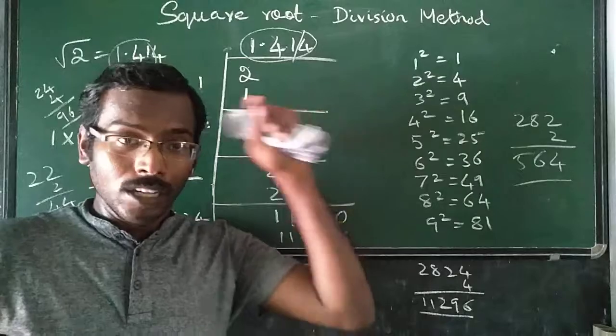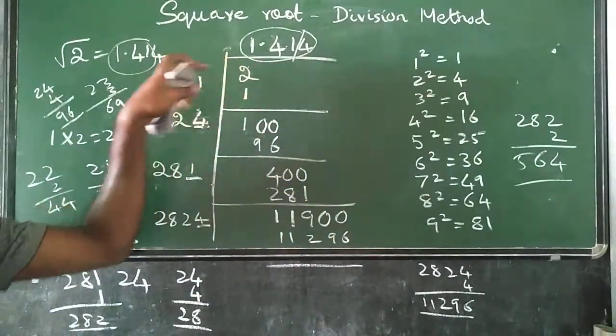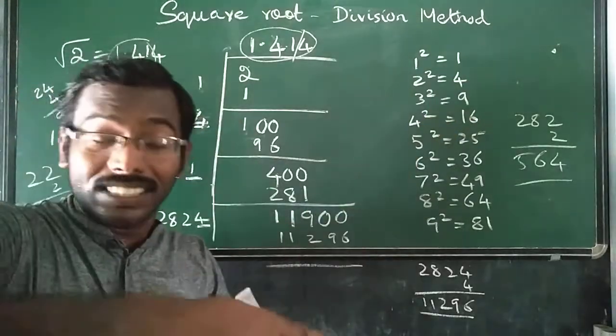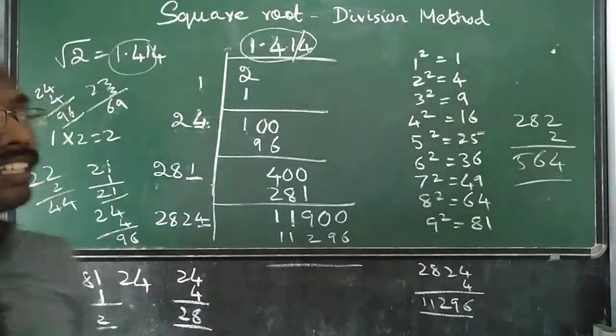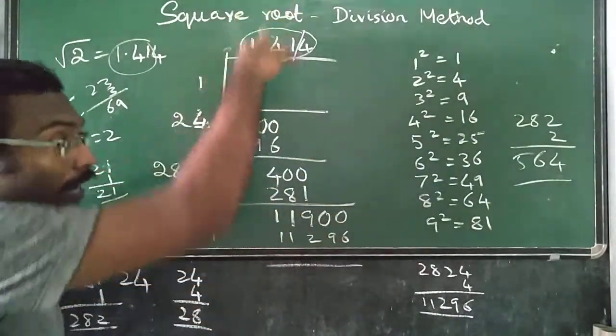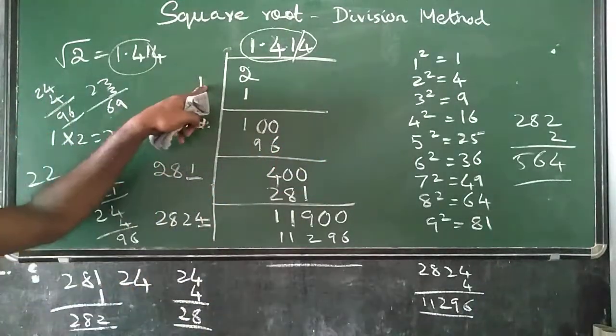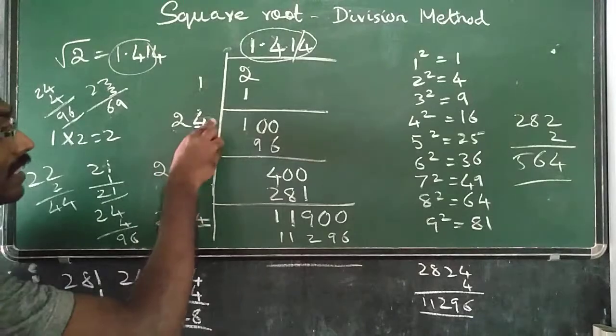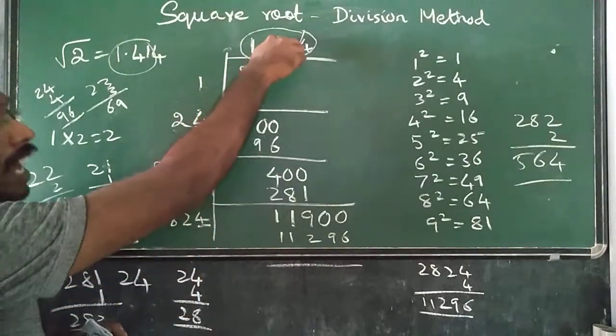Is it clear? So, first you have to take the number, you have to find the nearest square value. It should be nearest, at the same time it should be less than. Then you have to subtract, then you have to bring down 2 zeros. Then here the last digit should be multiplied by 2. Then another one digit should be filled such that here if you write 1, here also 1.